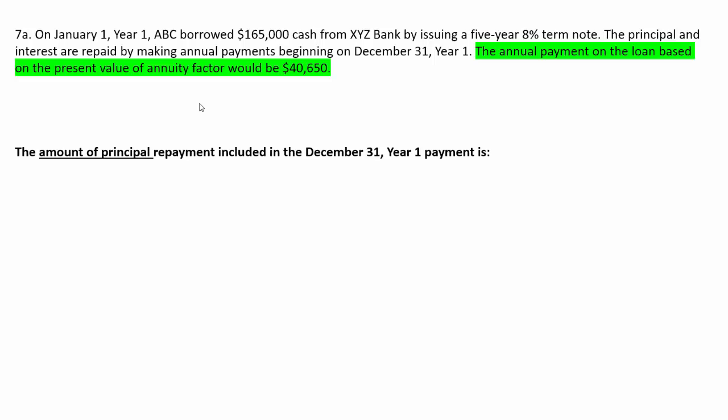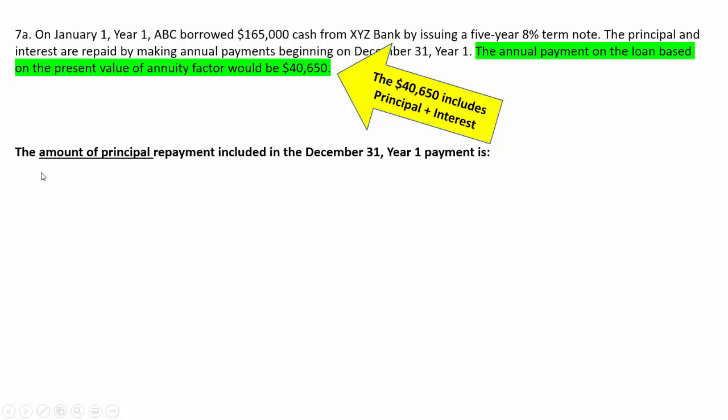All I'm going to say about present value of annuity factors is that when you have an annuity calculation, the payment, which in this case is $40,650, includes two pieces: a principal amount and an interest amount. Now, the question wants to know the amount of principal repayment included in the 12/31 year one payment. So we have to break out the principal from that $40,650.